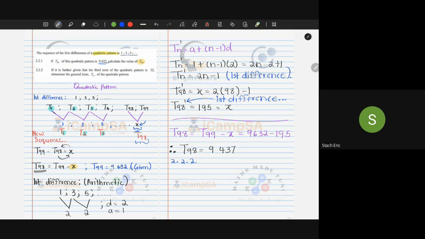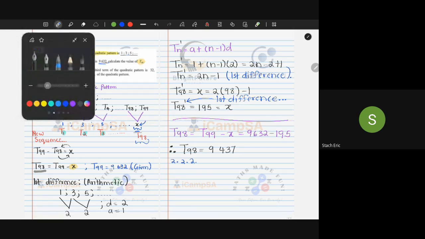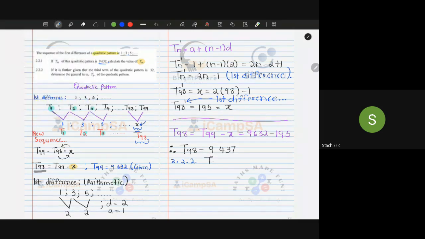Let's have a look at the next question, which is 2.2.2. So it reads, if it is further given that the third term of the quadratic pattern is 32, so let's make a note of that. So T3 is 32. Then they say determine the general term Tn of this quadratic sequence.